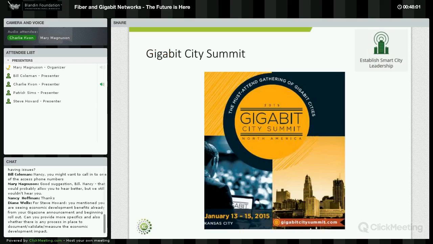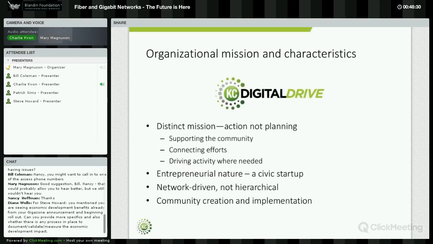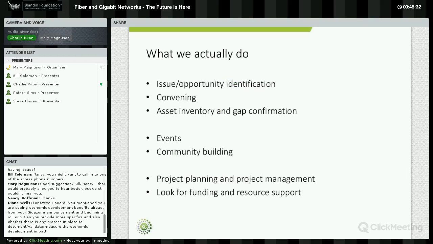But also, this is the key message here, something that's really important to think about because it doesn't just happen on its own. We've got 6 key areas of impact that we work in, and this goes across those 4 strategies. It's education, healthcare, government, economic development, digital inclusion, and gigabit apps. And I know we've only got about 8 minutes left, so I'm going to wrap up real quickly and not go into all of these.